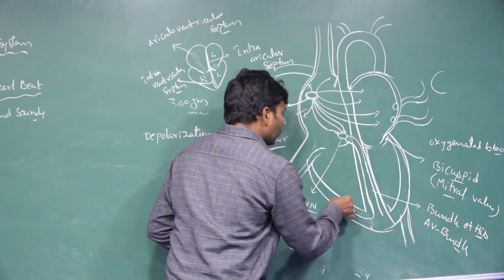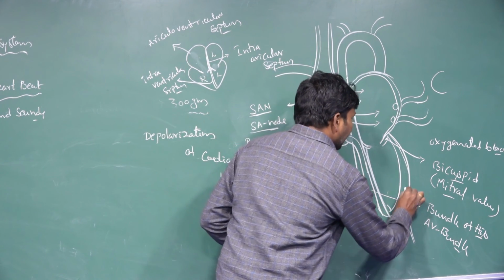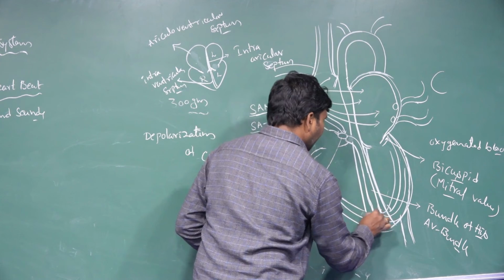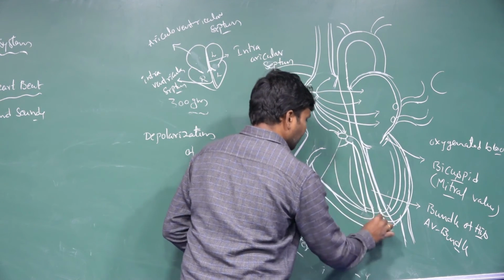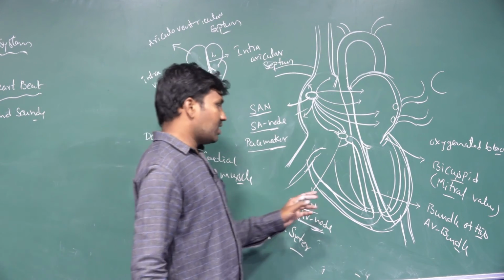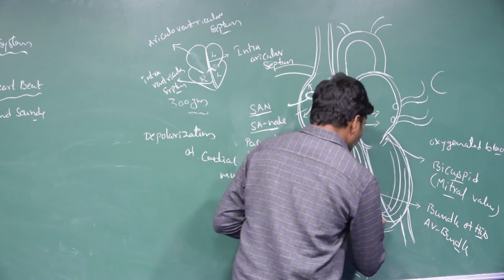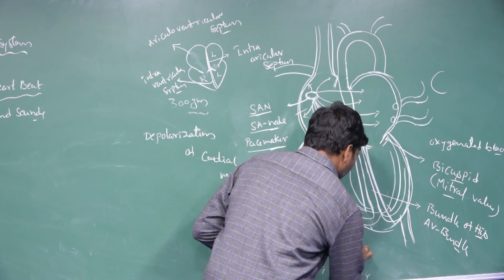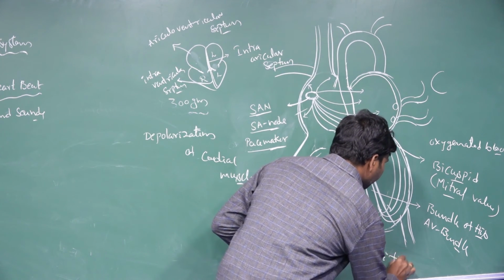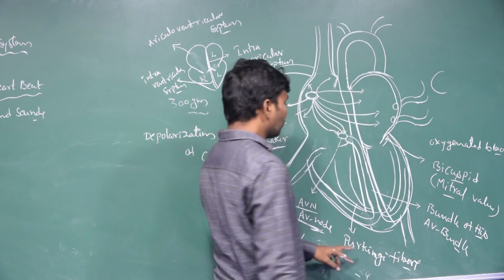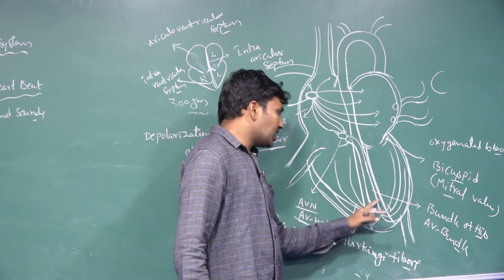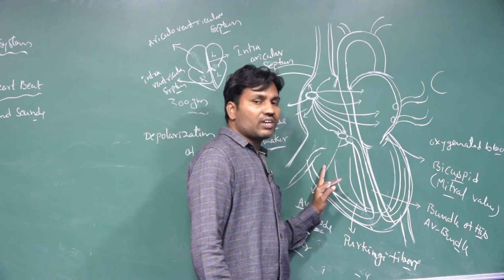Later, this bundle of His is divided into a number of fibers and distributed to the entire walls of the ventricles. The entire wall of the ventricle receives these muscle fibers. These fibers are called Purkinje fibers. Through these Purkinje fibers, the electrical conduction spreads into the entire surface of the ventricle.